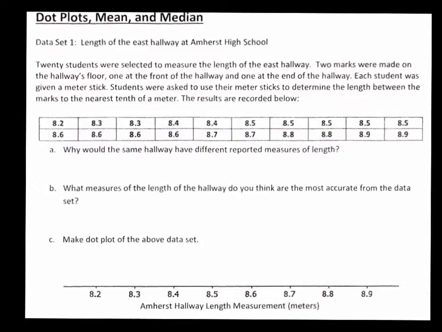So here's all of our results, right in this area. Those are all the values that the students recorded. So the question asks, why would the same hallway have different reported measures of length? Well, there's different people measuring, so there's just human error. That's really all it is, human error. Not everybody's going to have the exact same measurement, so you can't have a perfect measurement every time.